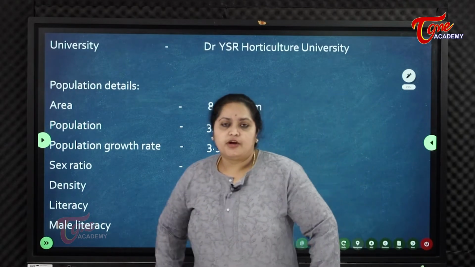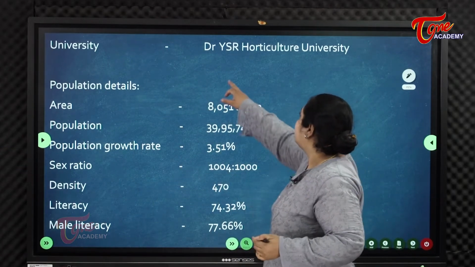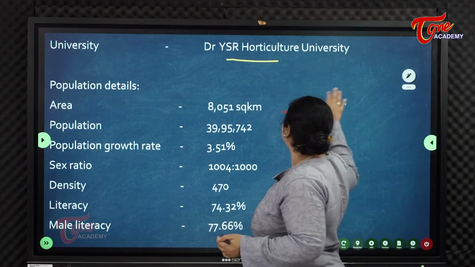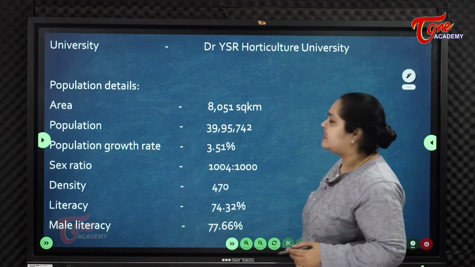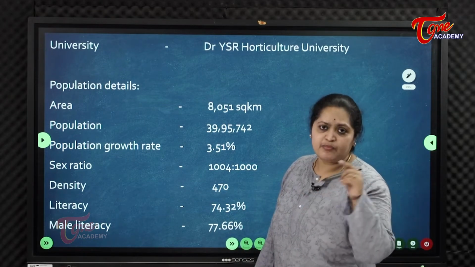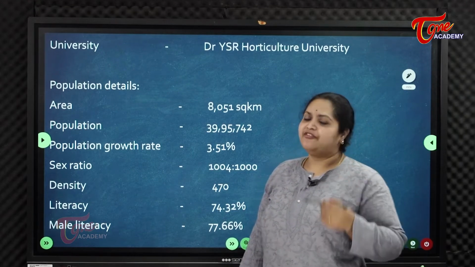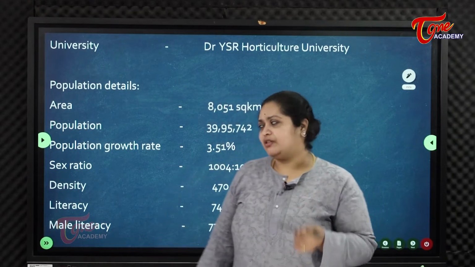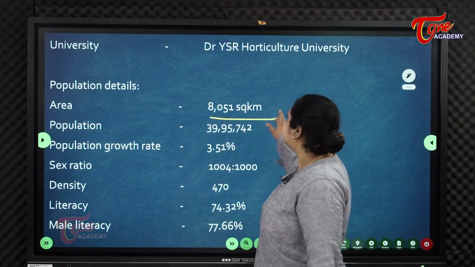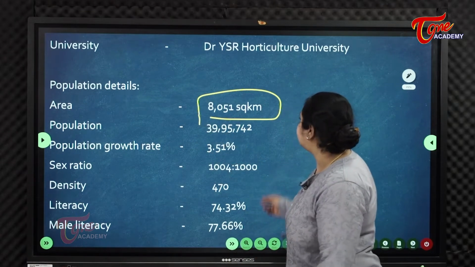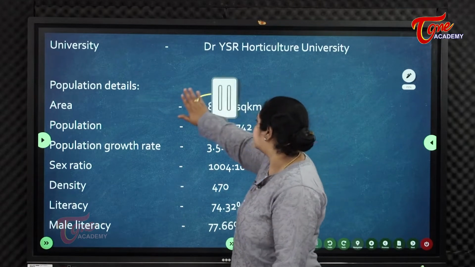So universities, what universities do they have? Only one university, that is Dr. YSR Horticulture University, one of its kind in India. So these are the detailed administrative setup of West Godavari district. Now coming to the other demographic details of West Godavari. So area, what is the area of West Godavari? That is 8051 square kilometers.